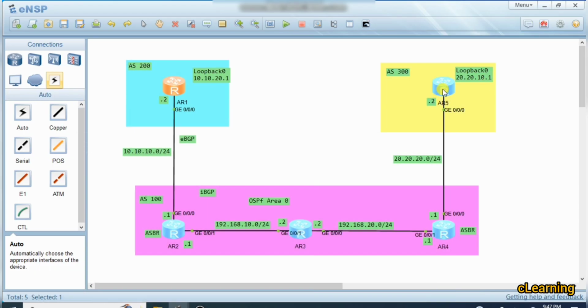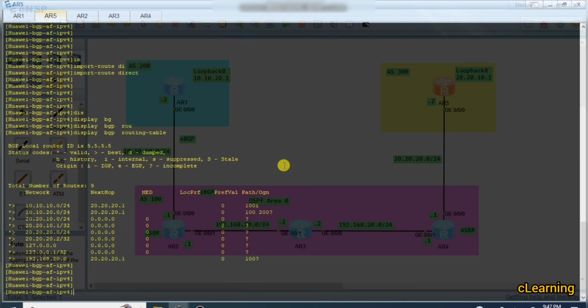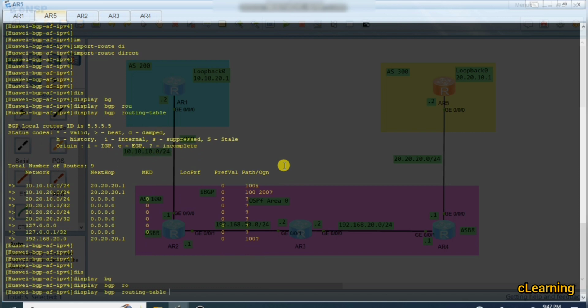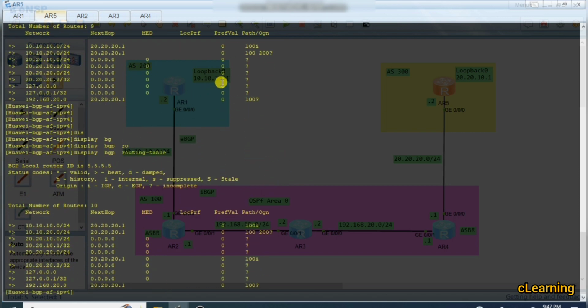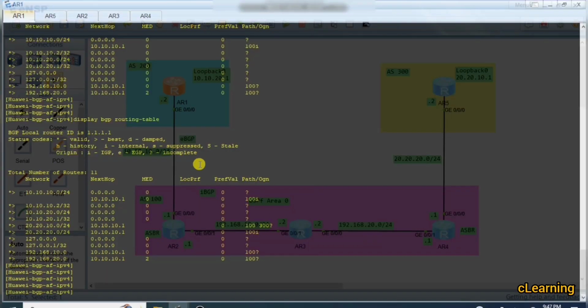Now we just go here and display the BGP routing table. So now you can see here 10.10.20.1, which is the loopback of AS200, also exists here. So now this route will be reachable. Now you can ping, if you want to ping 20.20.10.1, which is this one.